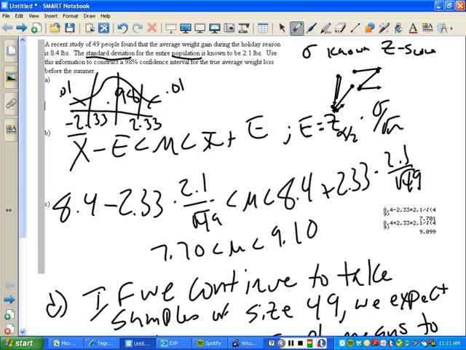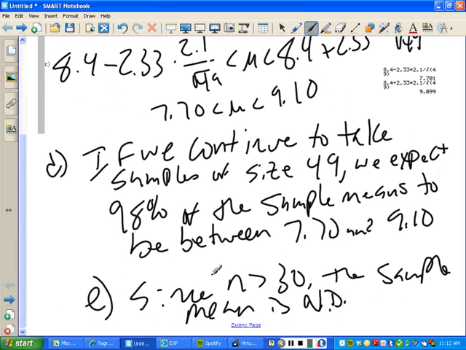Now, I will tell you that in most cases, when I do it for the test, not for homework, but for the test, generally speaking, you can also look at n. When n is bigger than 30, that's another telltale sign that you have to use a z-score. Why? Look at the assumptions. Since n is greater than 30, the sample mean is normally distributed. Okay.